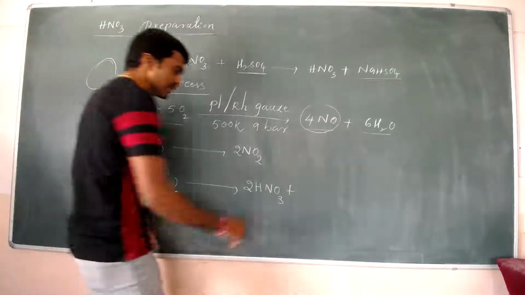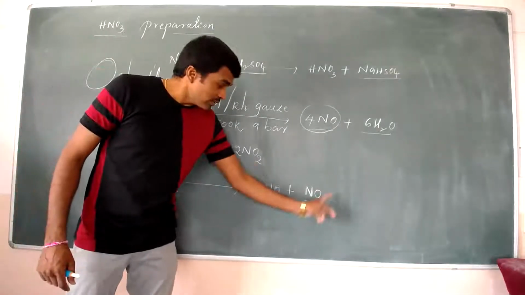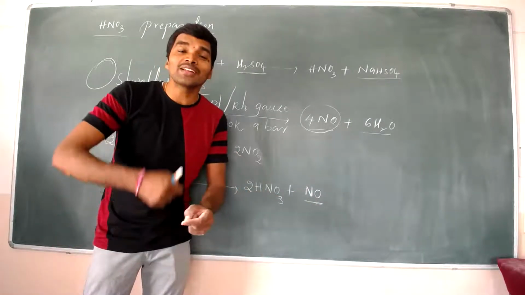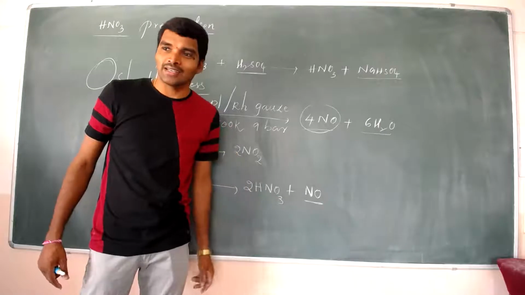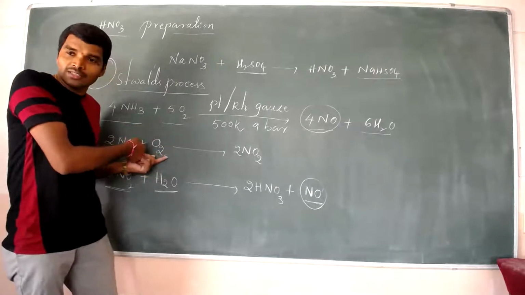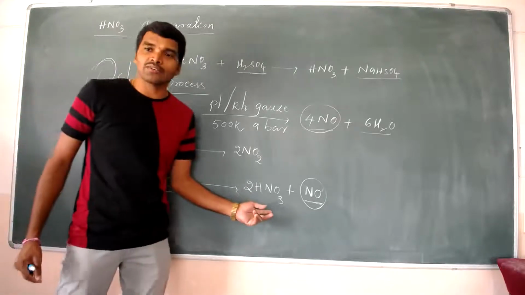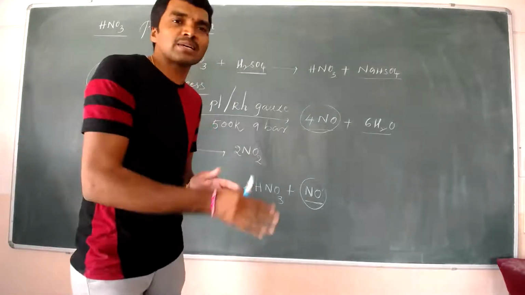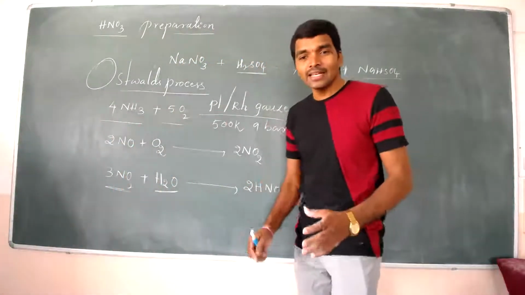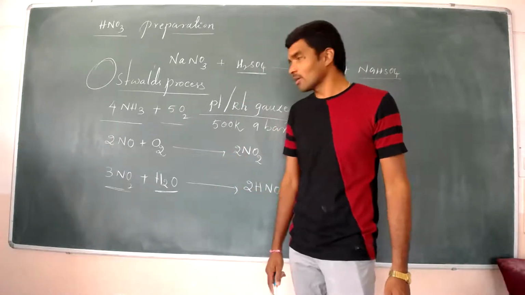2 moles of nitric acid plus NO. Again NO is formed as the last byproduct, nitrogen monoxide. This NO can be recycled. It means this NO is taken again, reacts with oxygen, forming nitrogen dioxide. The nitrogen dioxide again undergoes hydrolysis, forming nitric acid. So it is a cyclic process. This is the preparation of nitric acid by the Ostwald process.